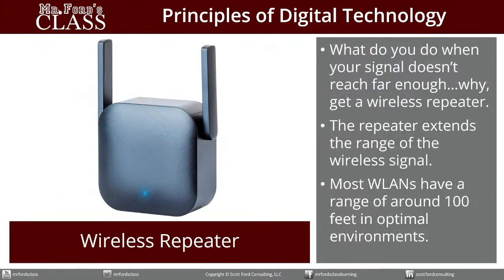We have something called the wireless repeater. What do you do when your signal doesn't reach far enough? Why, you can get a wireless repeater. This is supposed to extend the range of the wireless signal. Most wireless LANs have a range of about 100 feet in optimal environments, meaning you don't have walls in between. So you might have a wireless repeater. Now, I will say there are folks out there who are saying wireless repeaters are totally pointless.